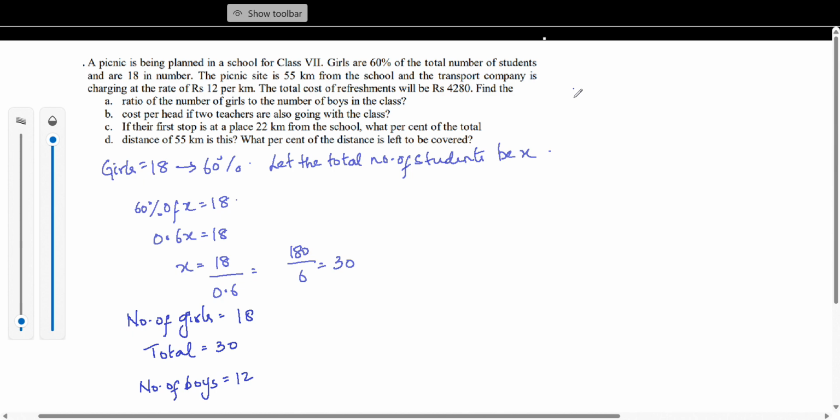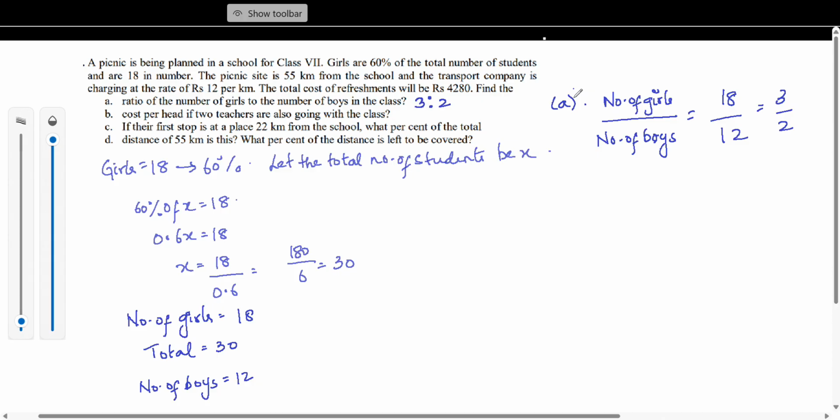Now, the ratio of number of girls to the number of boys is asked. So, number of girls by number of boys. Number of girls is 18, the boys is 12. In its simplest form, the ratio is 3:2.